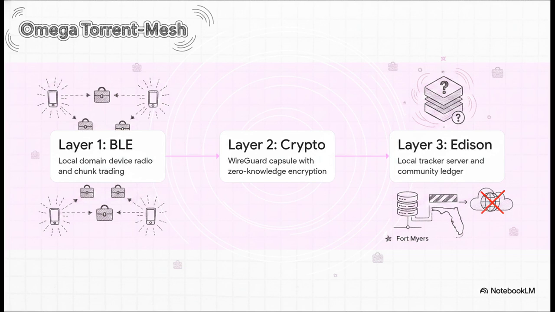Layer 1 is the local domain, using Bluetooth Low Energy 5.0. It basically fragments payloads into tiny chunks and trades them device to device. It's kind of like passing a highly secure locked digital briefcase through a massive crowd of people. No one knows what's inside, but they all help pass it along. Layer 2 secures that briefcase using a WireGuard cryptographic capsule with ChaCha20 zero-knowledge encryption, meaning the sender's identity and location are never logged. And finally, Layer 3 is the Edison Office server. This is a physical local tracker node down in Fort Myers, Florida, operating on a private subnet to help synchronize community ledgers without ever touching the public internet.